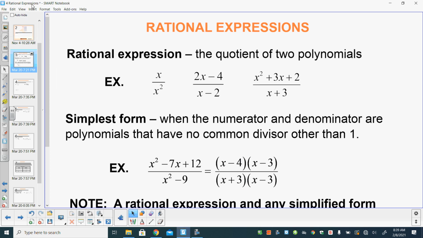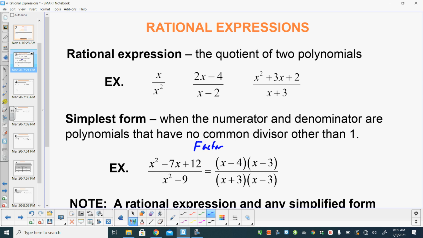So a rational expression is just the quotient of two polynomials. For example, you could have a monomial over a monomial, a binomial over a binomial, or even a trinomial over a binomial. All three different kinds of examples. Our goal is to try to get it in its simplest form. And there's three steps. Step one, we will factor.